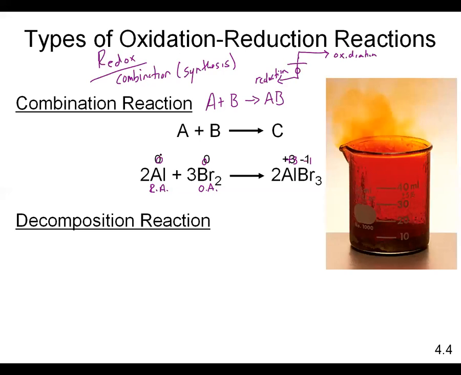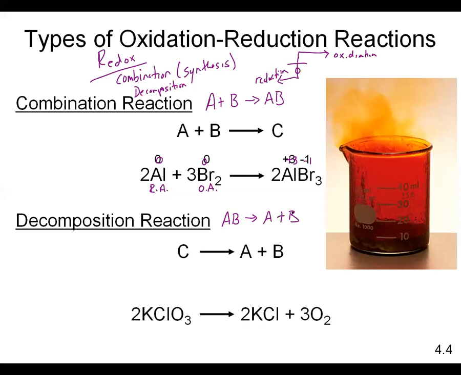Now, another type of redox reaction is a decomposition reaction. A decomposition reaction is basically the opposite of a synthesis reaction. You start with one thing and you break it apart into two or more things. So if we look at this here where we have potassium chlorate and we break it apart into potassium chloride and oxygen gas, again, this could be classified as a decomposition reaction. It is also still a redox reaction that is occurring here.